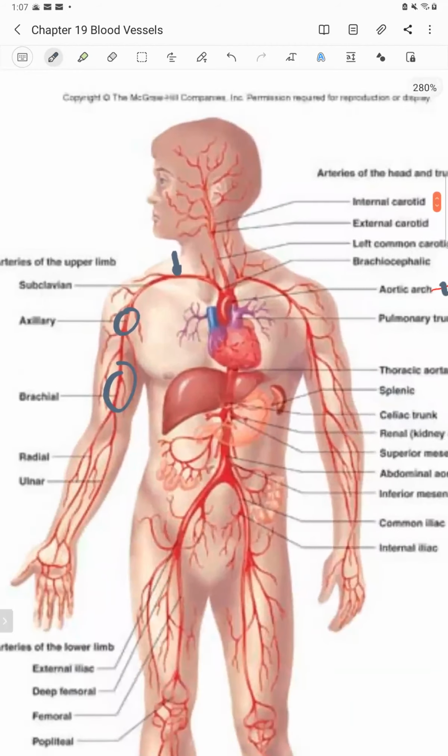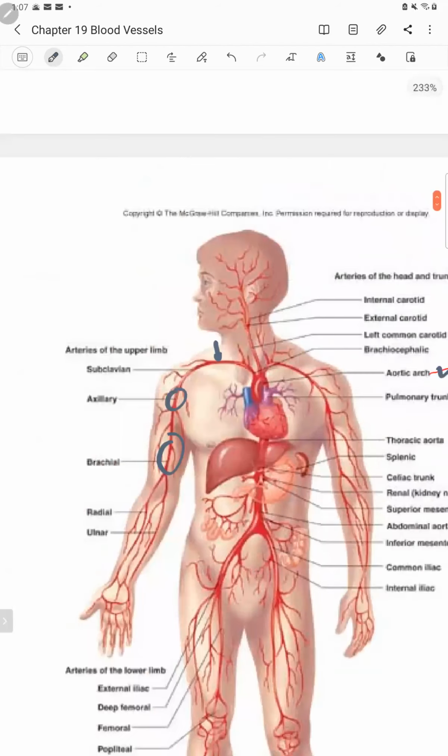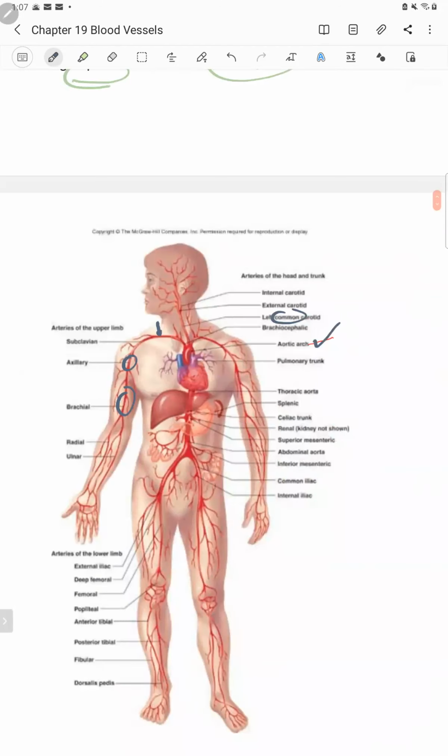All right, so you have the left common carotid artery, and when you see the word common, you know it's going to split, it's going to bifurcate. So it goes from one into two things. So this would be the common part, and then it splits. The left common carotid splits into the internal and external carotid.